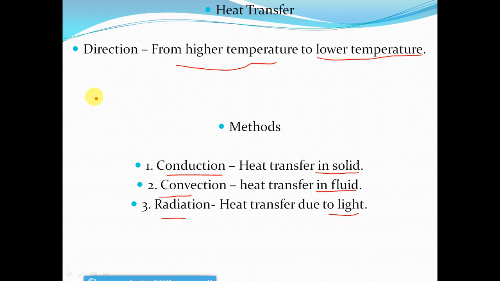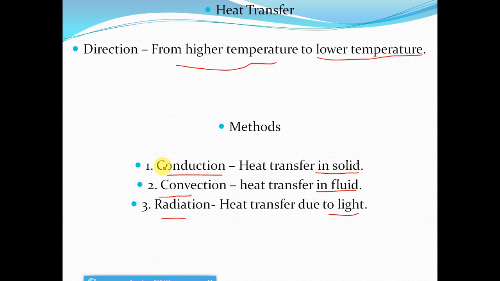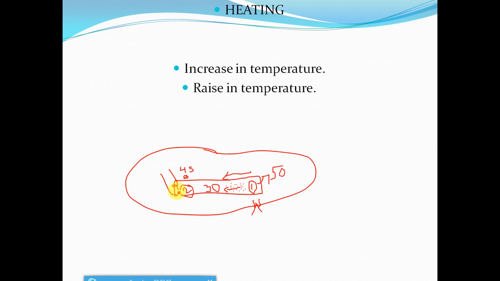So what is conduction? Simple. Heat transfer in solids. So this is our solid. Any solid: it may be metal, it may be wood, it may be any solid like a brick. This is called conduction. In the universe, if there is heat transfer, there must be conduction, convection, or radiation. So heat transfer in a solid is called conduction.